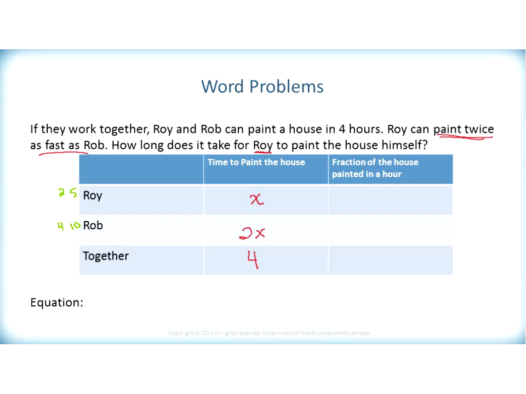What is the fraction of the house that they can paint in an hour? That will be Roy will be 1 over x. Rob will be 1 over 2x. And of course together they could do 1/4 of the house in an hour. So our equation would be Roy plus Rob equals what they can do together. We have 1 over x plus 1 over 2x, which equals 1/4.